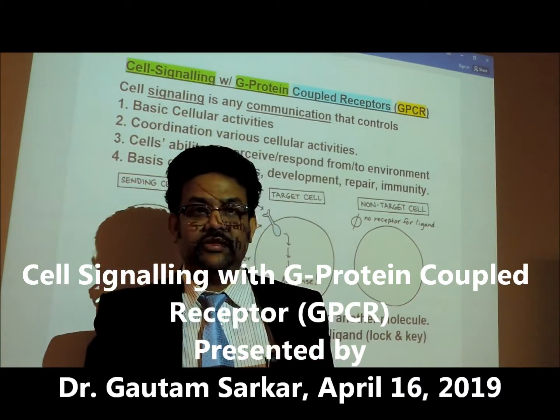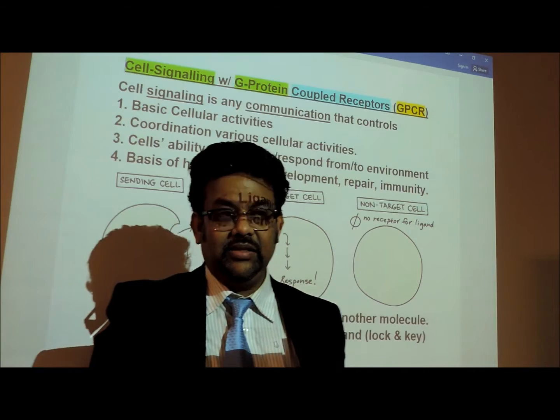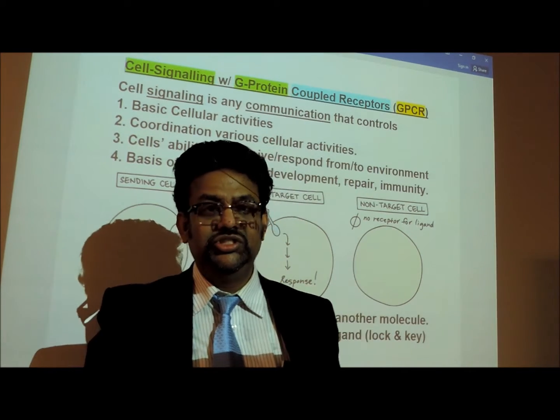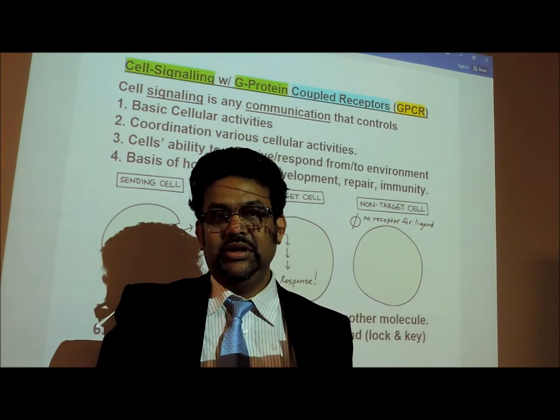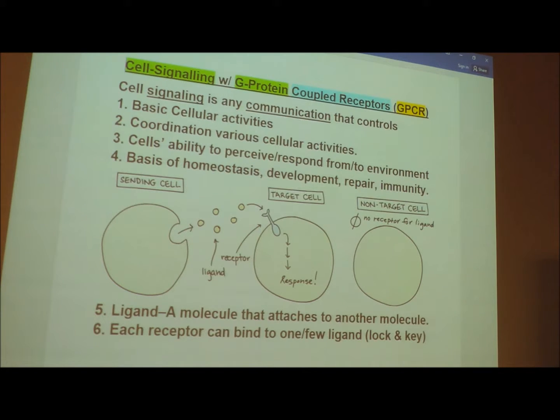We're going to discuss cell signaling with G-protein coupled receptors, rather than linked receptors as they're sometimes called. I believe it is good to have an understanding of what cell signaling is, what a G-protein is, and what the GPCR, or G-protein coupled receptor, may mean.